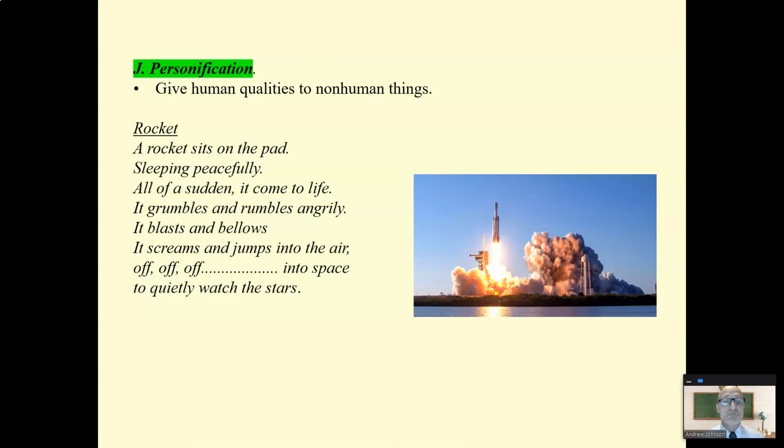Again, teaching a space unit, we looked at rockets in second grade. Rocket. A rocket sits on the pad, sleeping beautifully. All of a sudden, it comes to life. It grumbles and rumbles angrily. It blasts and bellows. It screams and jumps into the air. Off, off, off! Into space to quietly watch the stars.